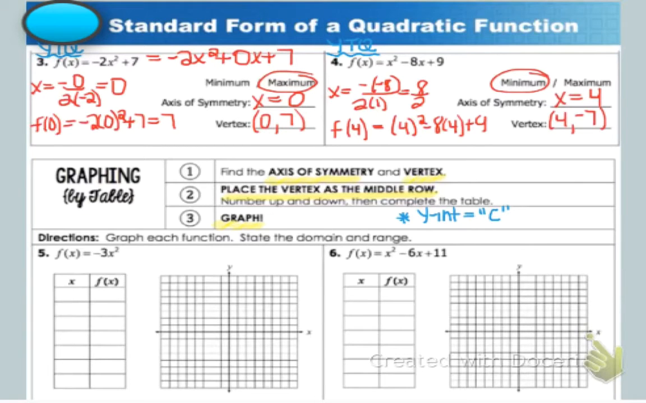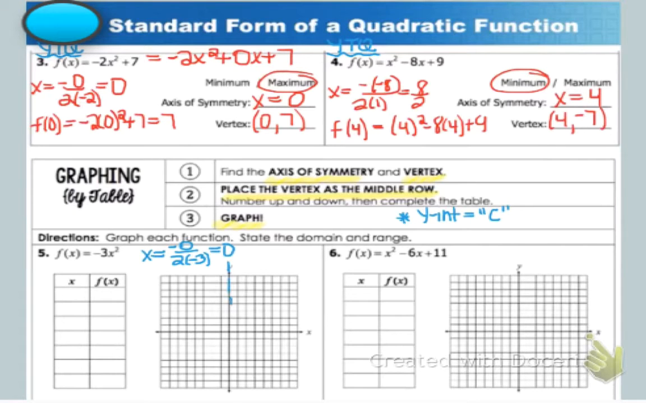So number 5, the function is f of x equals negative 3x squared. So step 1 was to find the axis of symmetry. To find the axis of symmetry, we're going to use our little formula, x equals the opposite of b over 2a. Well, notice again, we don't have a b, and so it would be the opposite of 0 over 2 times negative 3, which is clearly just going to equal 0. So the axis of symmetry is x equals 0.